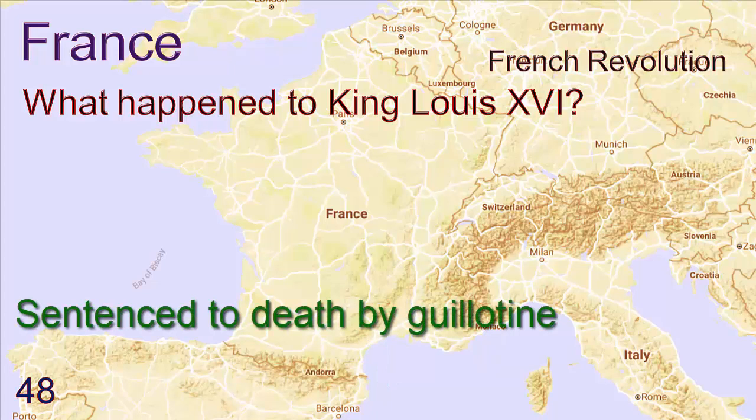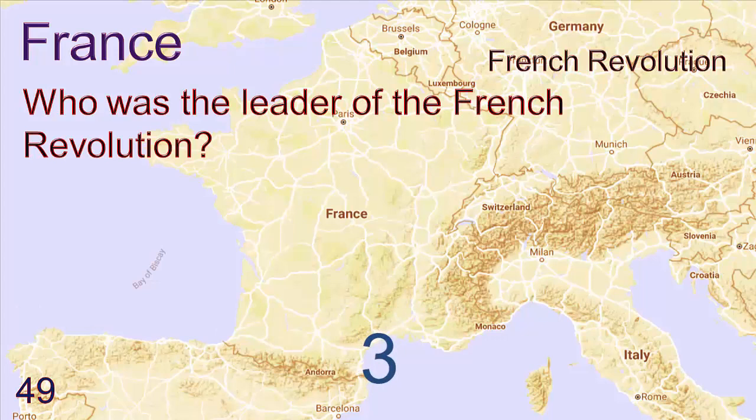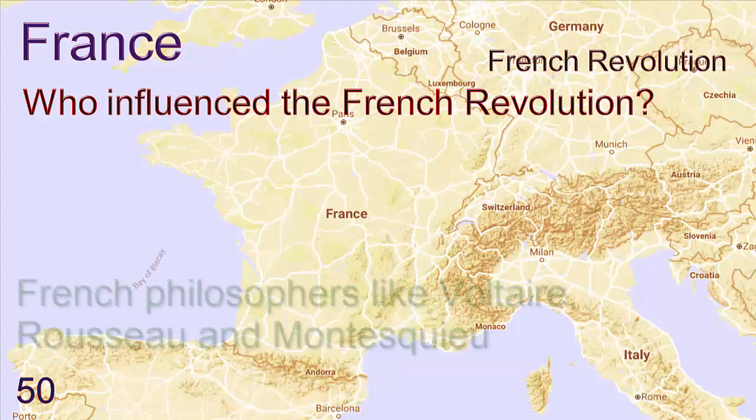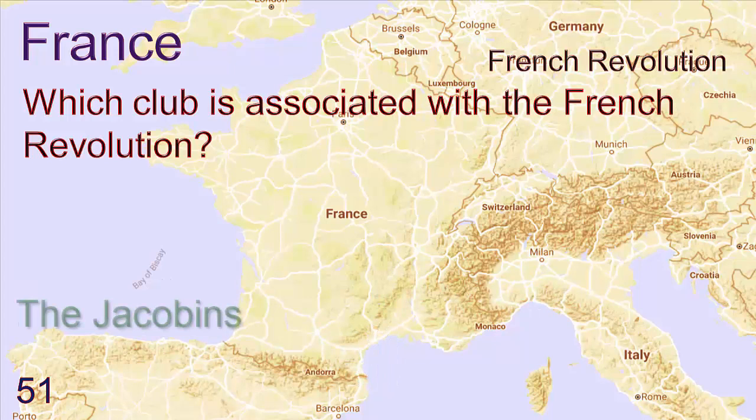What happened to King Louis XVI? Sentenced to death by guillotine. Who was the leader of the French Revolution? Napoleon Bonaparte. Who influenced the French Revolution? French philosophers like Voltaire, Rousseau, and Montesquieu. Which club is associated with the French Revolution? The Jacobins.